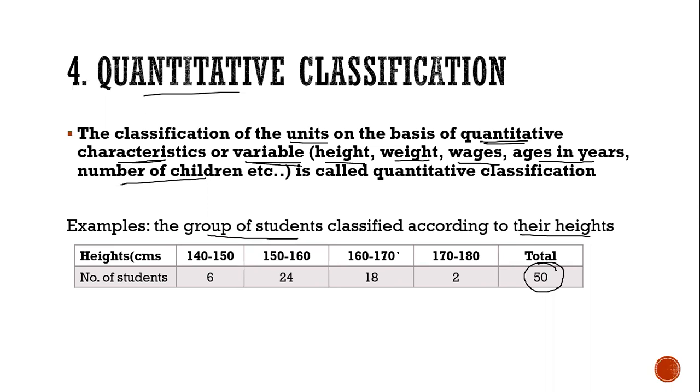Okay, so if you want to know how many students have scored above 90, again there you are looking at marks. So above 90, more than 90, 80 to 90, 70 to 80. You divide based on the marks. There also quantitative classification comes. So that is all about quantitative classification.